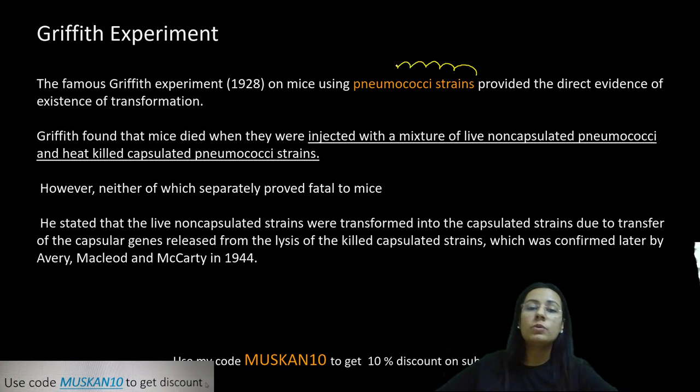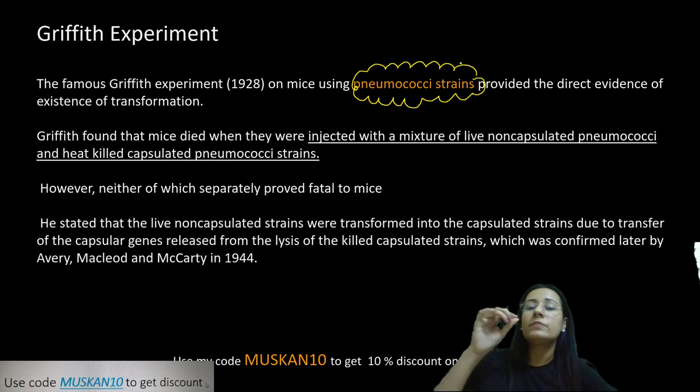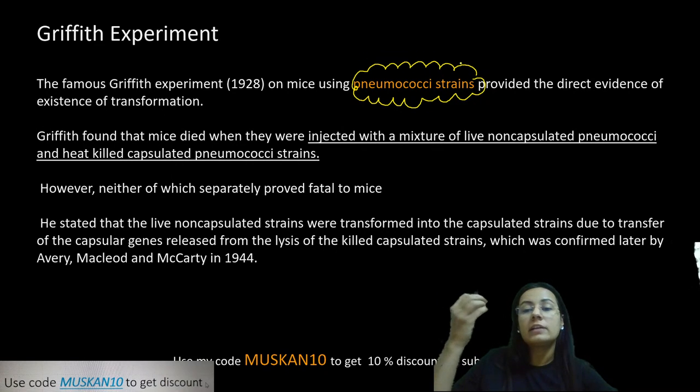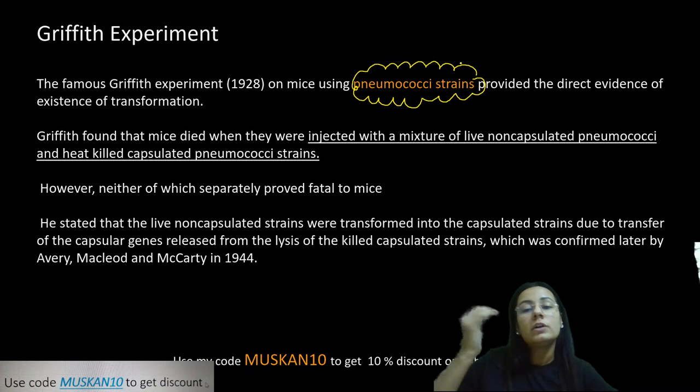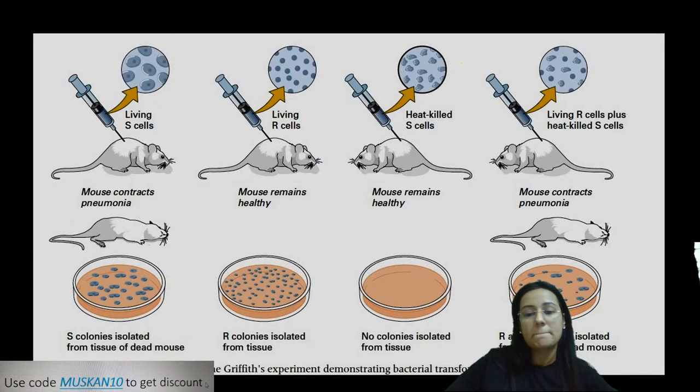Now competency was first demonstrated by the scientist we need to remember, Griffith, on the pneumococcal strain. He saw that when a mixture of the live non-capsulated, that is the rough strain, and the dead smooth strain were given together, the mice died because transformation took place, that is, a transfer of genetic material from the virulent strain to the non-virulent strain. So this was the Griffith experiment, on pneumococcus.